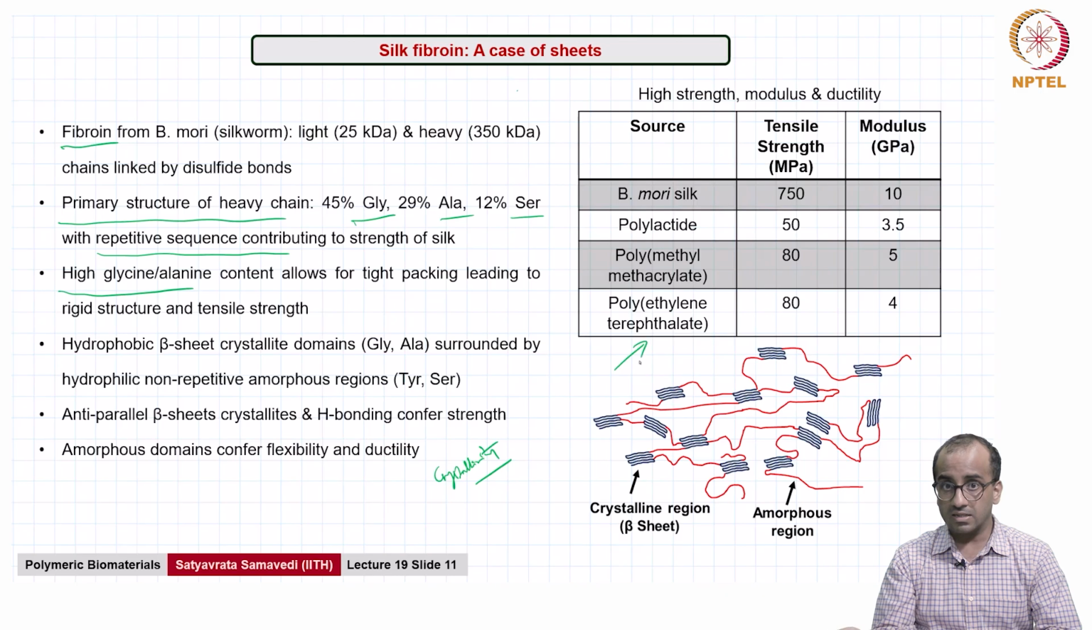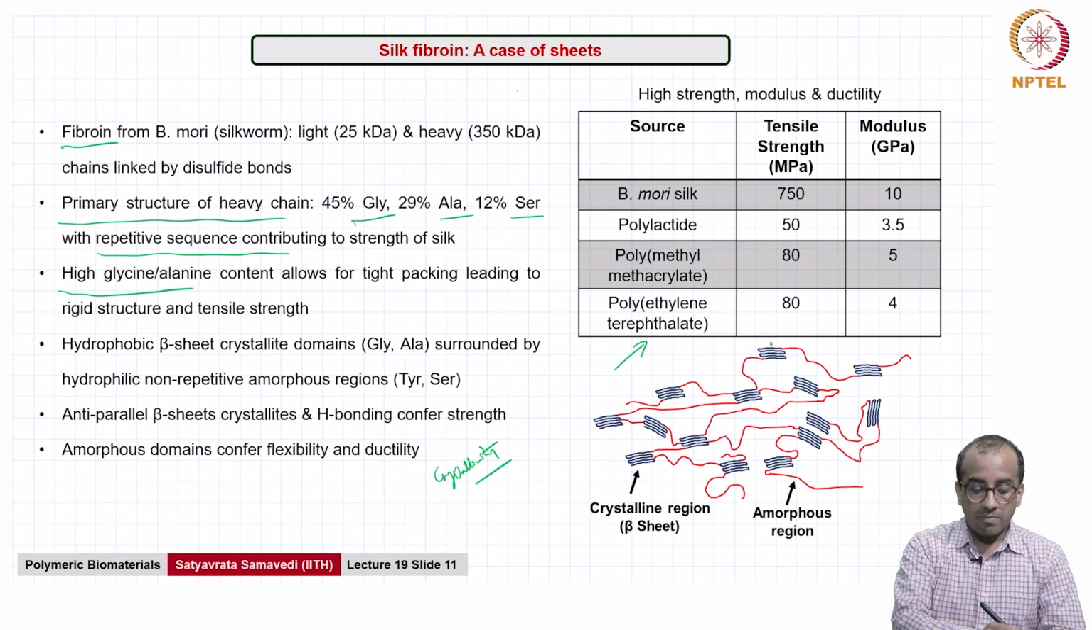So, silk, like I said at the beginning of this lecture, is an exception. Among natural polymers, it is one of the strongest polymers, and you see its properties far outperform some of the synthetic polymers themselves.